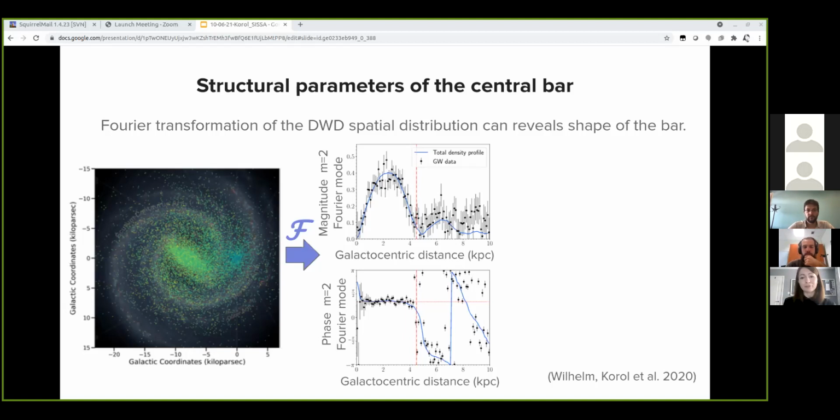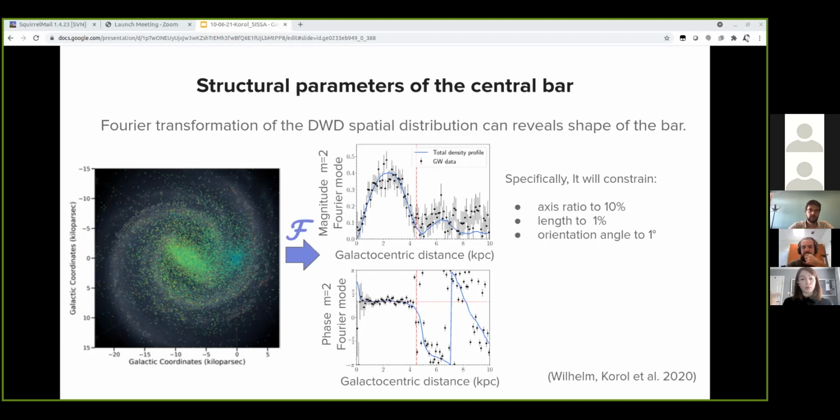And our data nicely follow this line up to almost 7 kiloparsec. So let's focus on the first peak, and this one arises from the bar, and the shape of this peak encodes bar structure. For instance, the width of the peak is related to the bar length, and the slope of this peak is related to the bar's axis ratio.